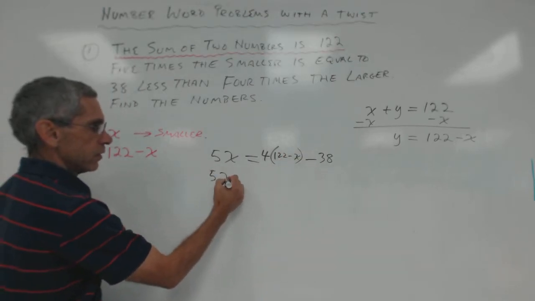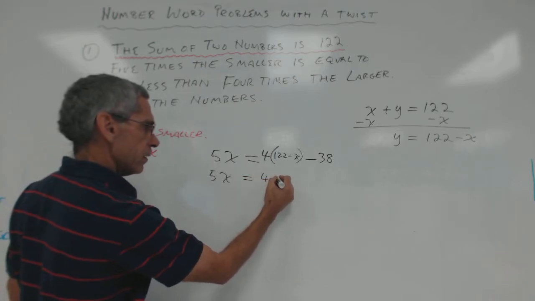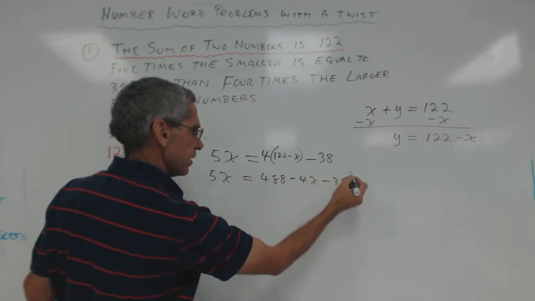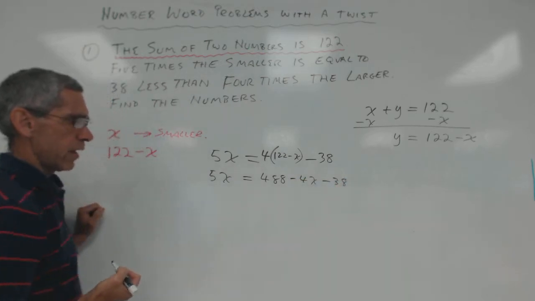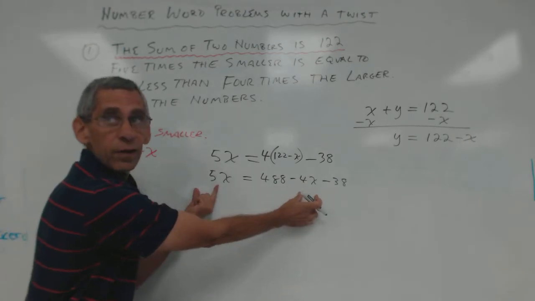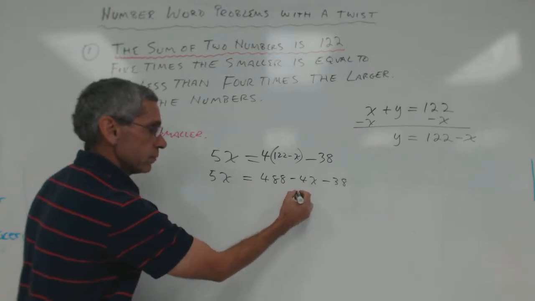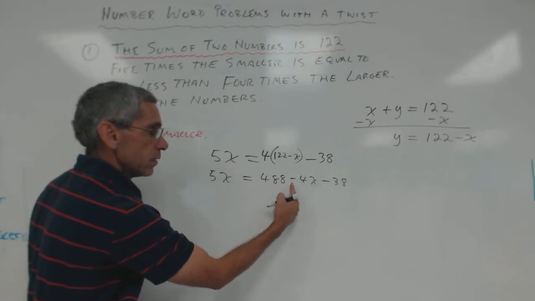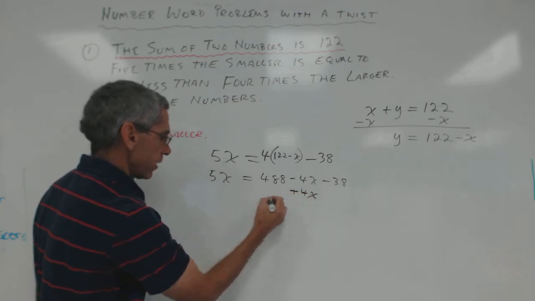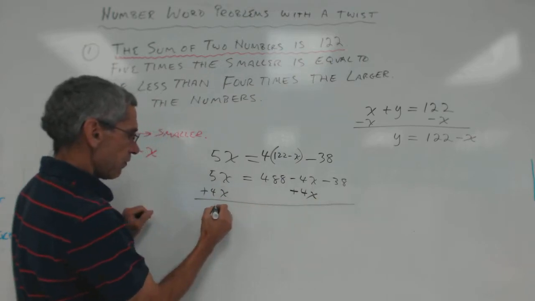All right, so now I'll simplify. We've got 5x is equal to 488 minus 4x minus 38. Am I right? Yeah. Okay, what would I do now? I would add the 4x because I don't like my x's on both sides of the equal sign, right? Because it's minus 4x, I've got to do the opposite. I've got to add 4x on both sides. So now I have 9x.